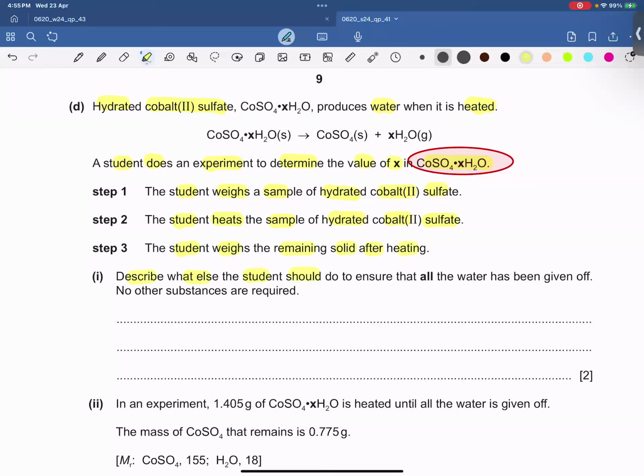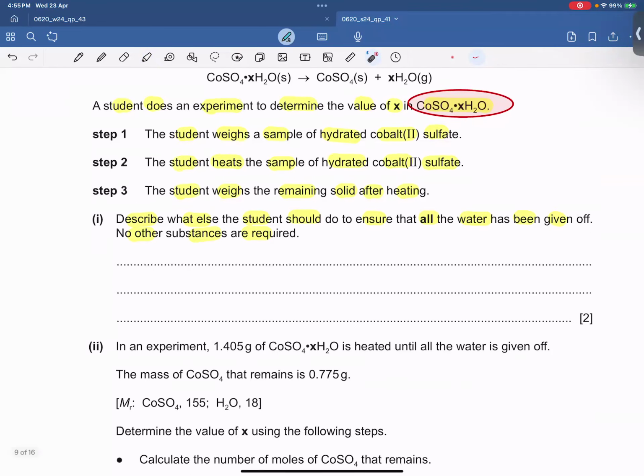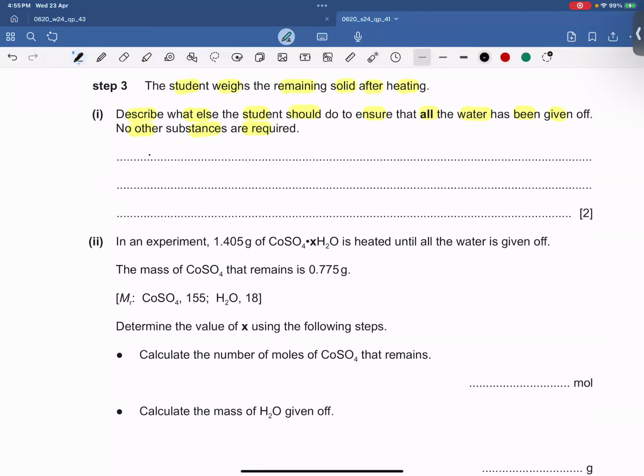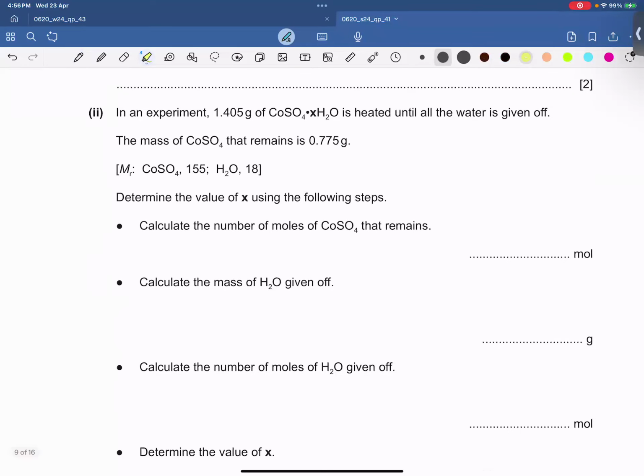Describe what else the student should do to ensure that all the water has been given off. No other substances are required. Heating and reheating until a constant mass is observed. Reheat and reweigh until a constant mass is observed.